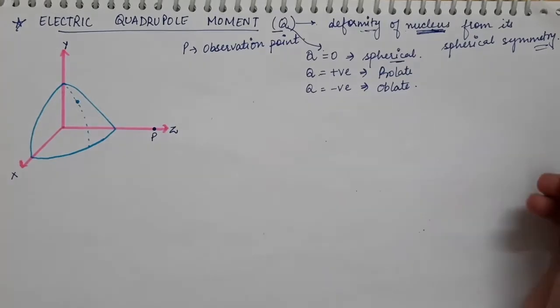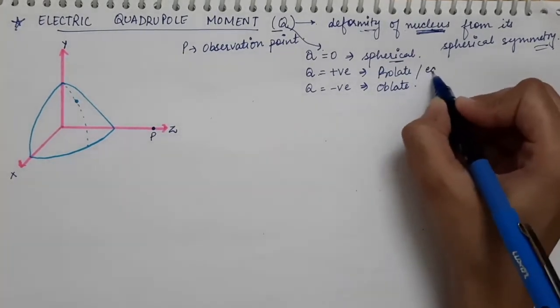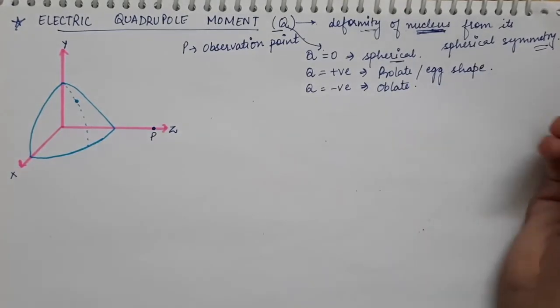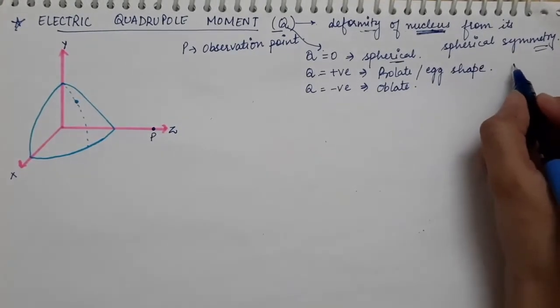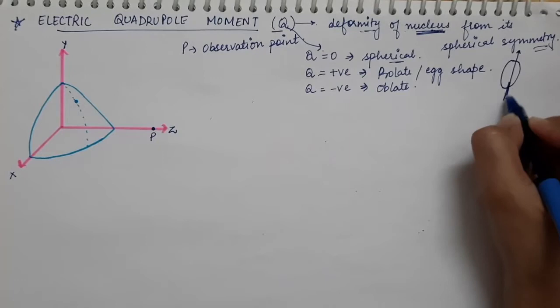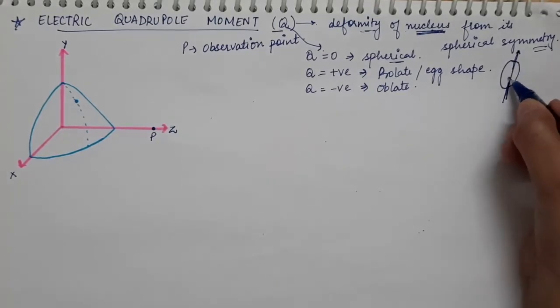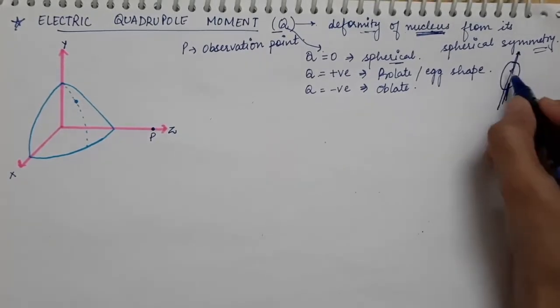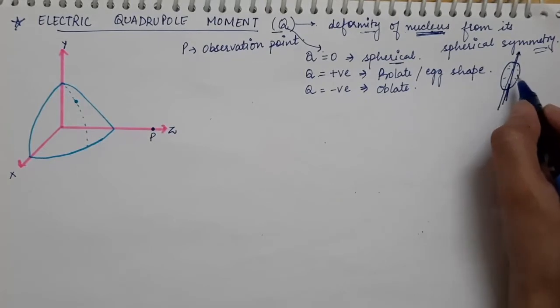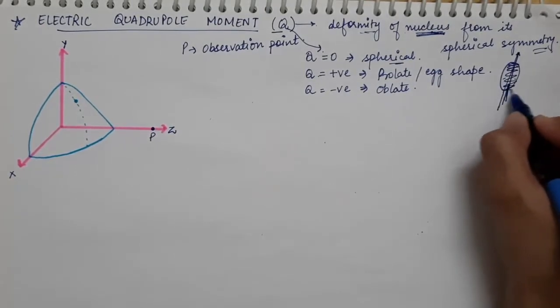Now this prolate shape is also called egg shape. It means the shape of the nucleus is in this manner. This is the central axis which will pass from the center of the nucleus, and the charge of the nucleus is stretched along a particular axis. So you can clearly see that the nucleus is not spherical in shape. So I will draw it more clearly.